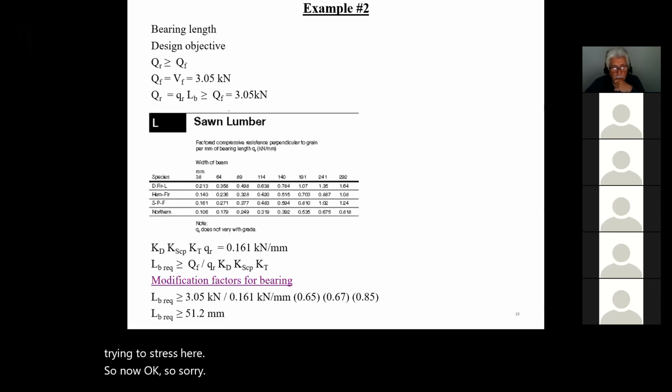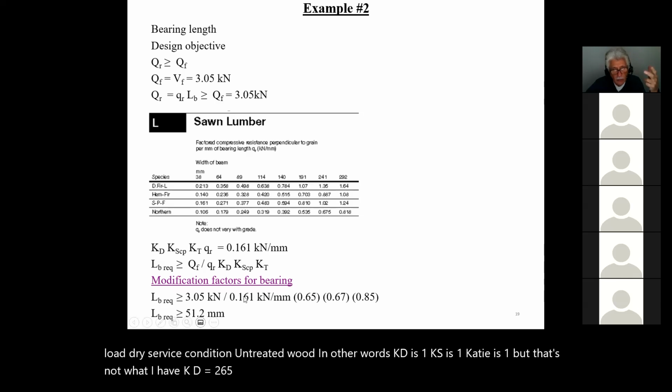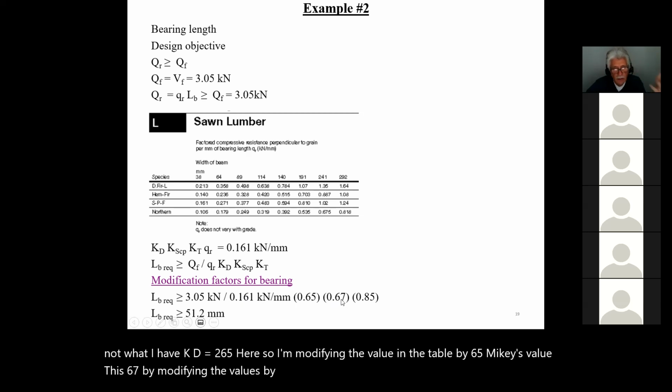Well, what I did here is that the values in these tables are all based on a standard load, dry service condition, untreated wood. In other words, KD is 1, KS is 1, KT is 1, but that's not what I have. I have a KD equal to 0.65 here, so I'm modifying the value in the table by 0.65. My KS value is 0.67, so I'm modifying the value by 0.67. And my KT is 0.85, so I'm modifying the value in the table by 0.85. So in other words, I'm drastically reducing this.